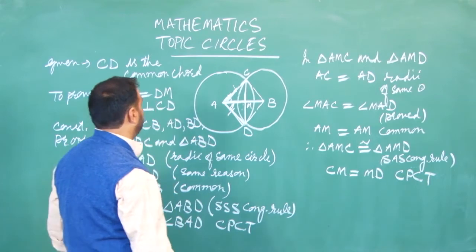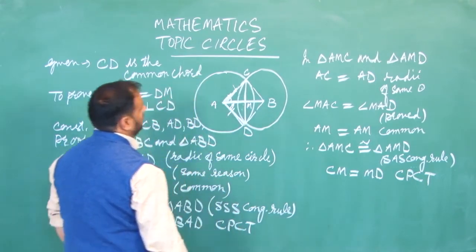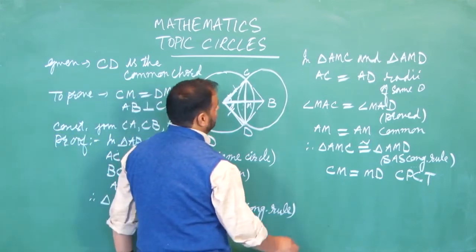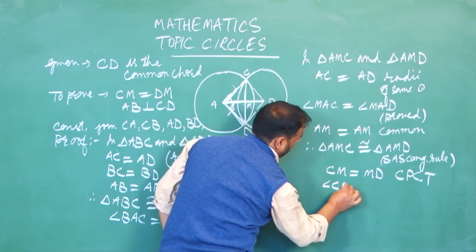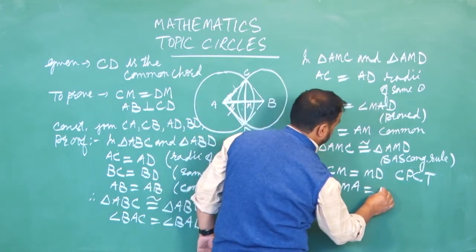Now, the another part we need to prove is that this CD is perpendicular to AB. Now, angle CMA is equal to angle AMD.